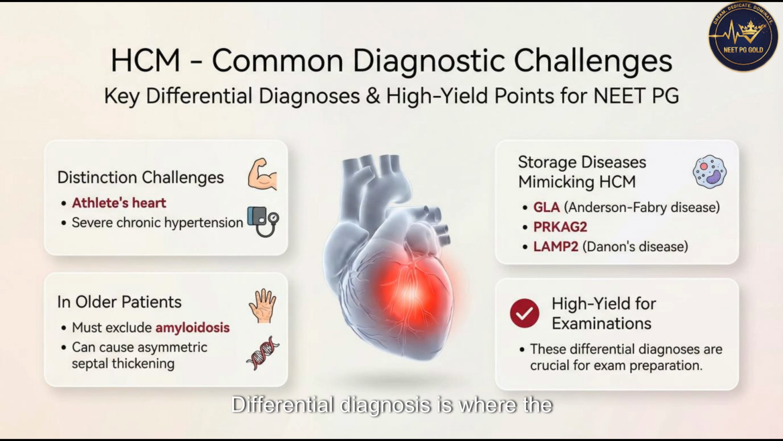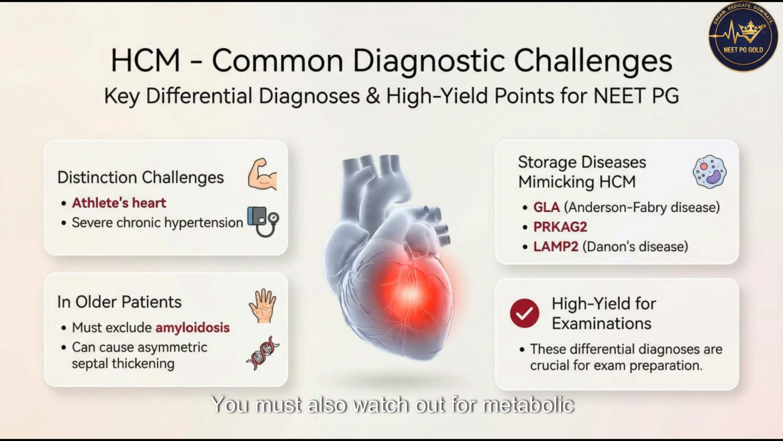Differential diagnosis is where the rank deciding questions live. You must be able to differentiate HCM from conditions that mimic it. 2 common physiological challenges are athlete's heart and severe chronic hypertension. Both can cause thickening, but athlete's heart usually resolves with detraining, whereas HCM does not.